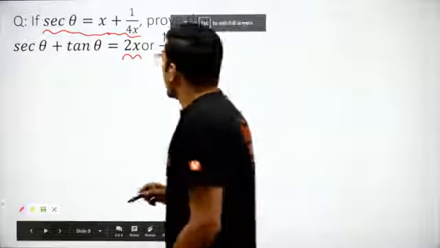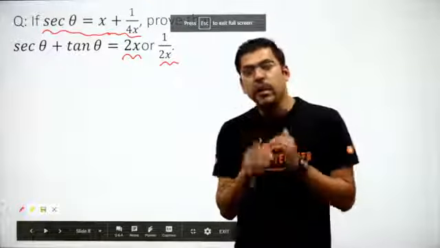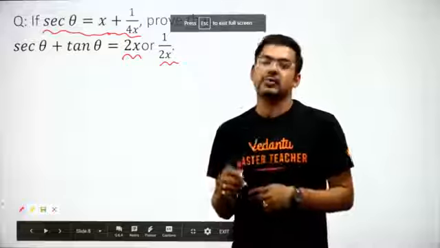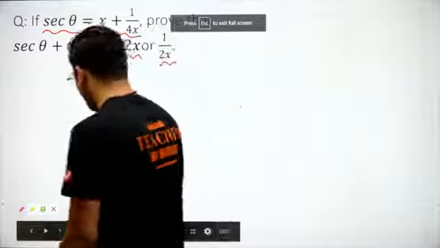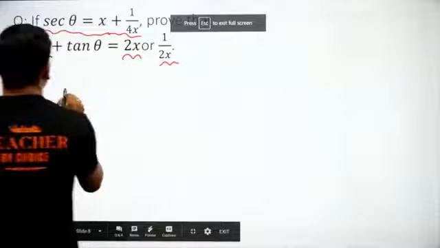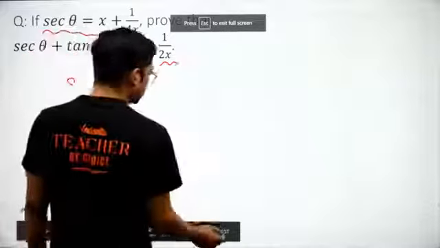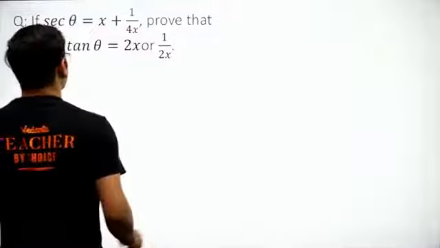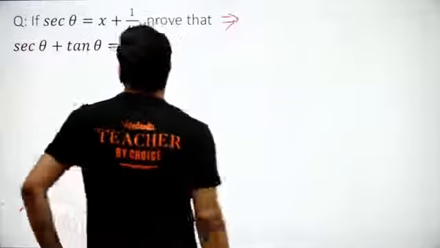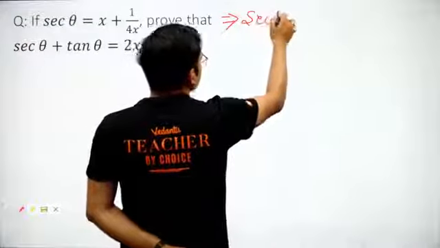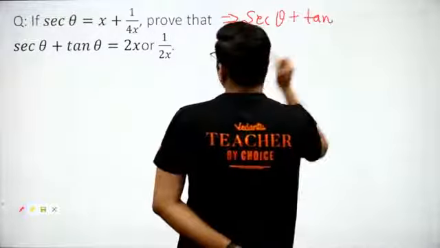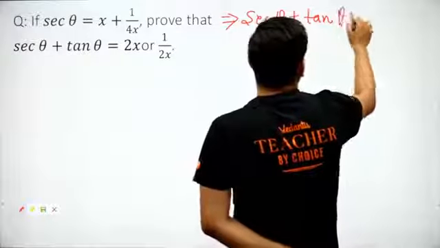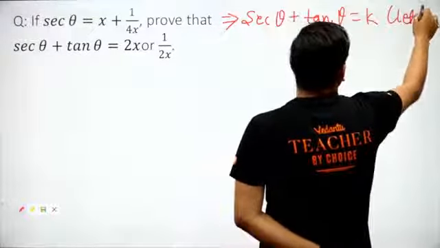Now see, again guys, the mindset should be the same, that we are going to learn something new, and this is a really good question. This comes in examination and it has come multiple times also. Now see, sec theta plus tan theta, its value has to be proved as 2x or 1 by 2x. We do not know the value. Let's say for example, I am assuming its value as k.